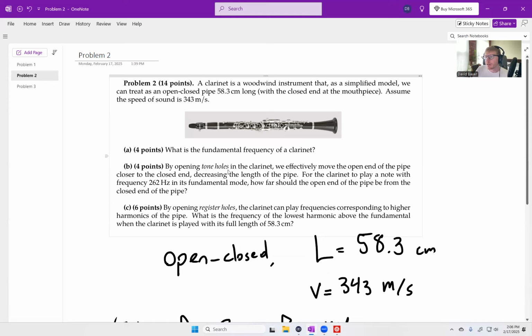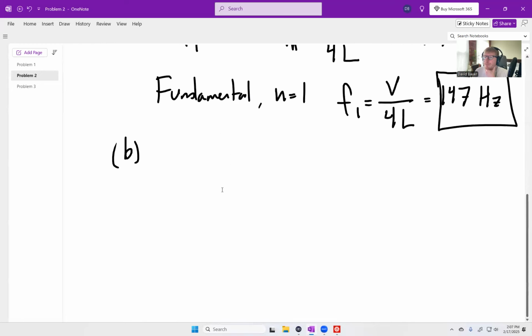Okay, part B. So it says, by opening tone holes in the clarinet, we effectively move the open end of the pipe closer to the closed end, decreasing the length of the pipe. So we're changing L now, and we're saying for a clarinet to play a note with this certain frequency in its fundamental mode, how far should the open end of the pipe be from the closed end? So essentially it's asking us if we want this frequency to be the new fundamental frequency, what should be the length of the pipe, right? How far should the open end of the pipe be from the closed end? That just means what's the new length of the pipe.